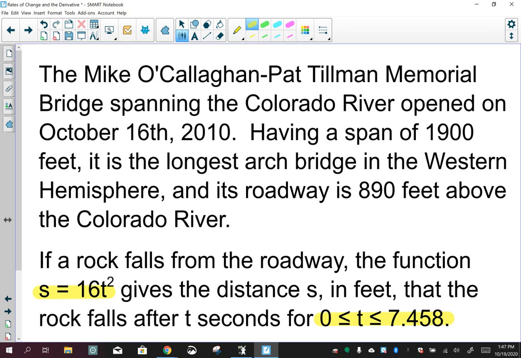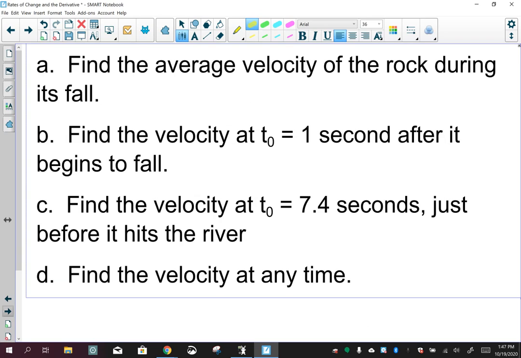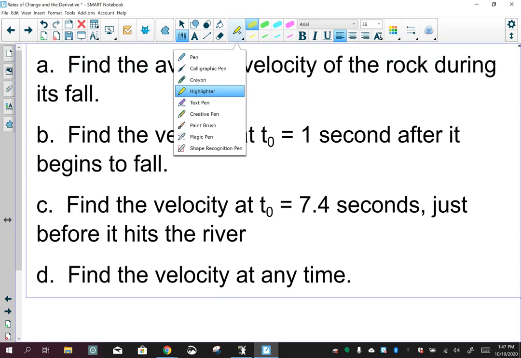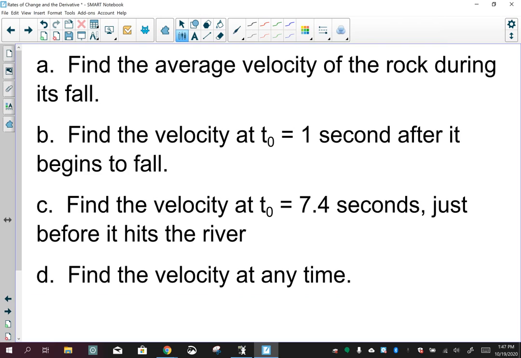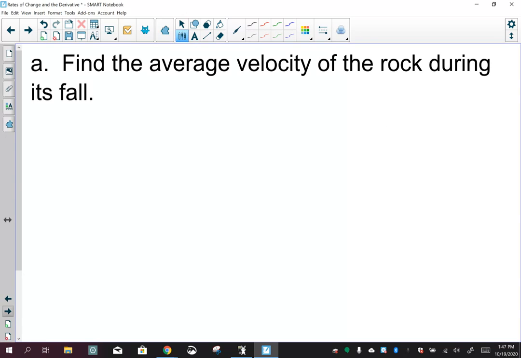We're going to use this information and start putting things together. We're going to find the average velocity of the rock during this fall. Then we're going to find the velocity at t sub 0 equal to 1 second after it begins falling, and the velocity at t sub 0 of 7.4 seconds, just right before it hits the river. Then we'll find the generic velocity, so I can plug in any number I want to find the velocity at any time. So let's start with the first one.